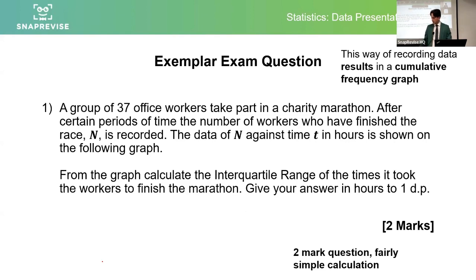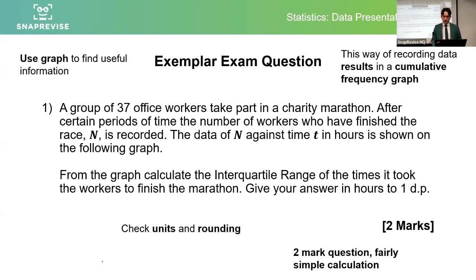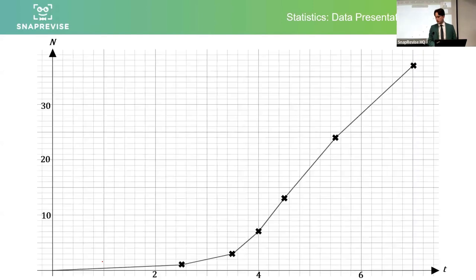We're going to look at recording the results in a cumulative frequency way, which it would be if it's the times at which people have finished. The ones that finished earlier have still finished, so there's a collection of people at the finish line. We're going to use the graph to do this and check units and rounding. Really important. You don't want to lose half the marks because you didn't write the answer properly. So here's the graph.